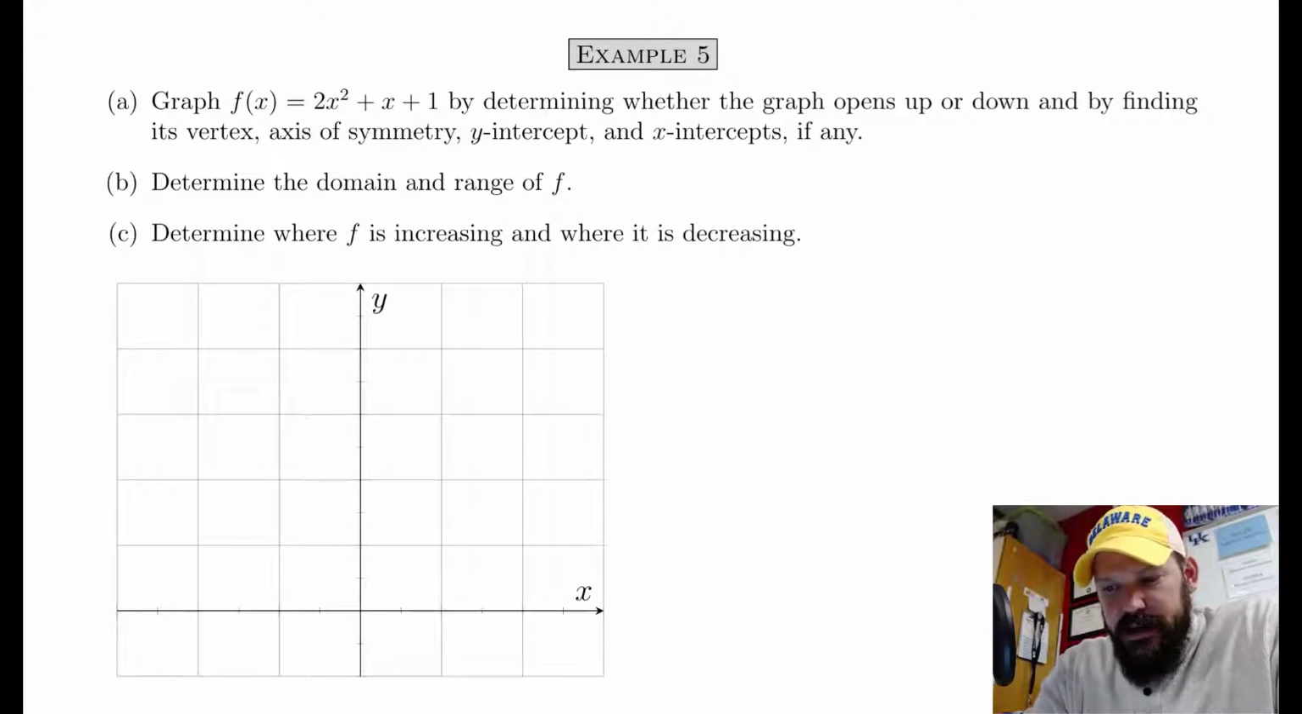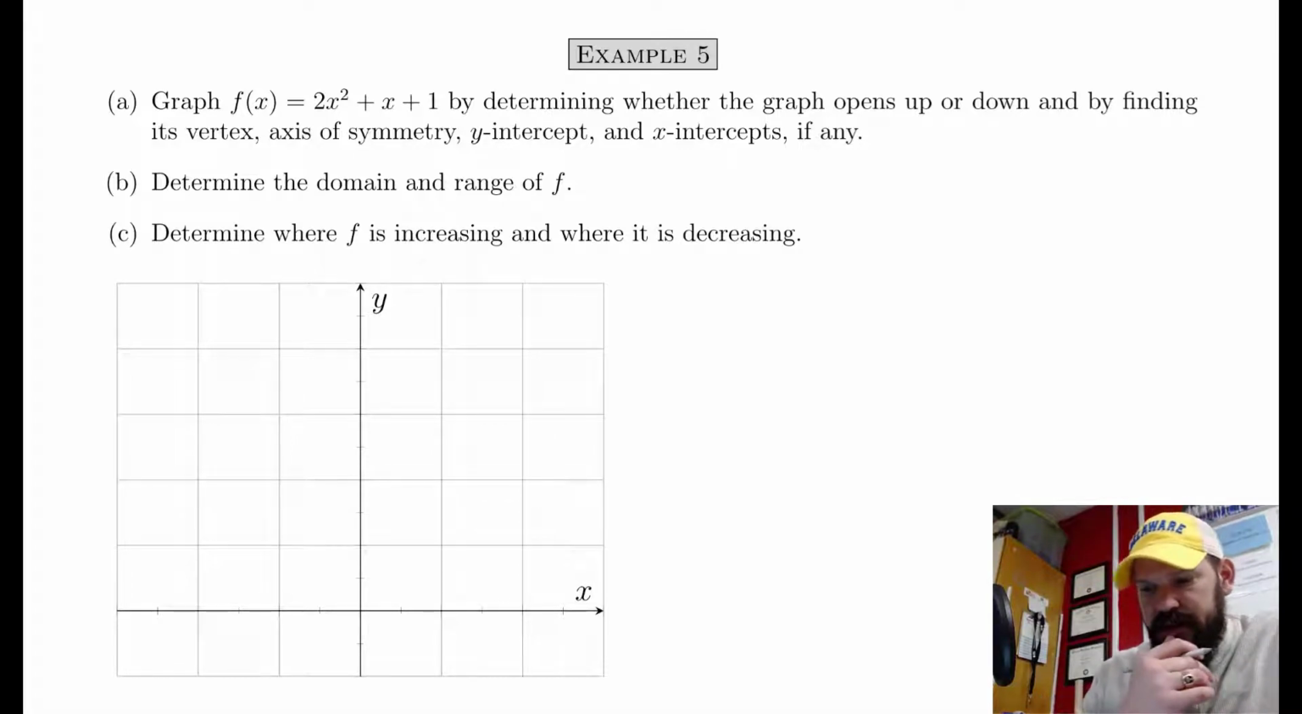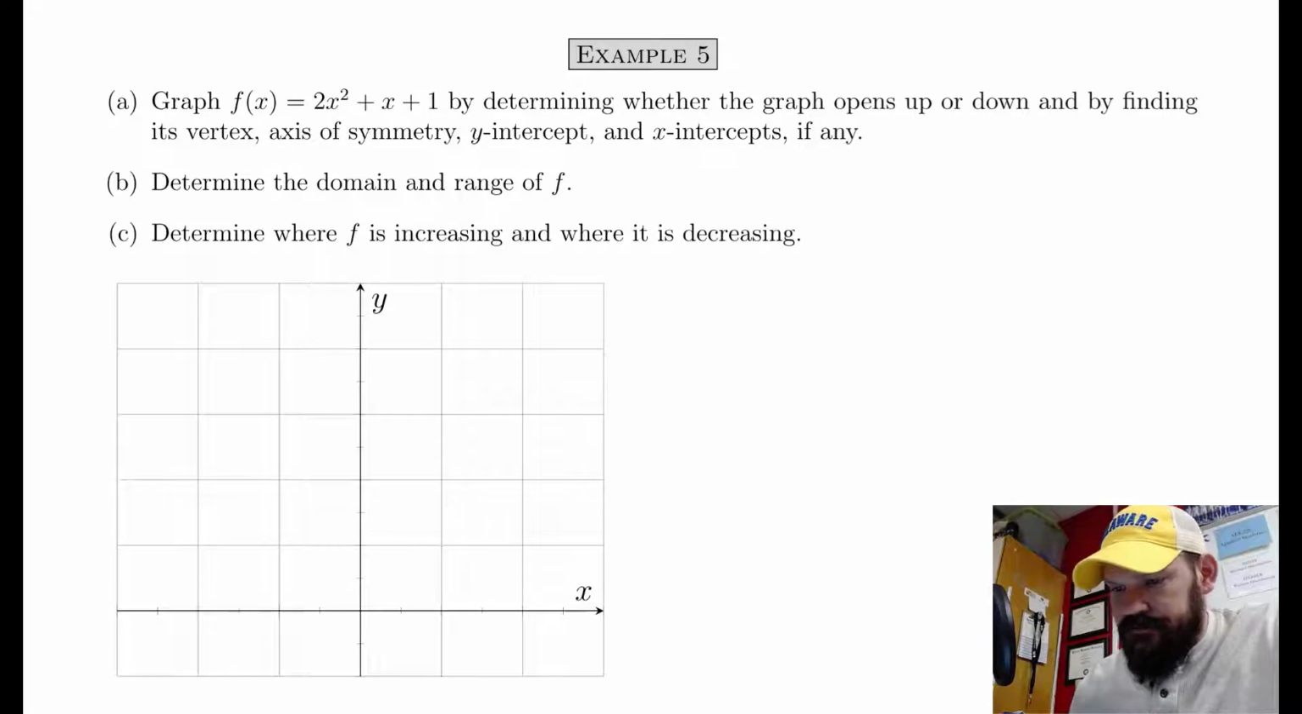Example 5 is graph 2x squared plus x plus 1 by determining whether or not the graph opens up or down, by finding the vertex, axis of symmetry, y-intercept, x-intercepts if any, and then determine the domain and range, and find where it's increasing and decreasing.